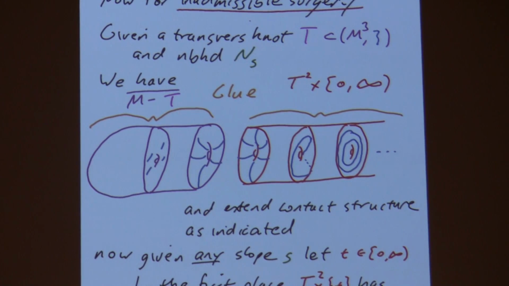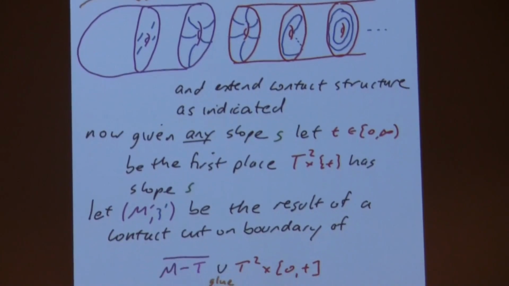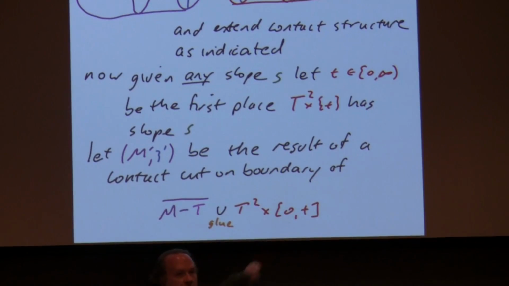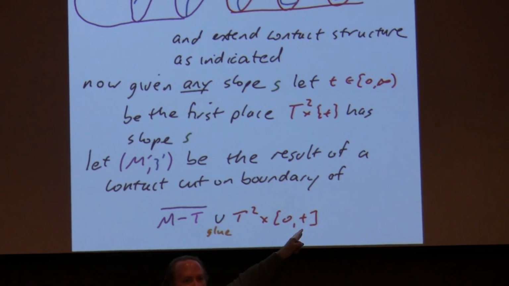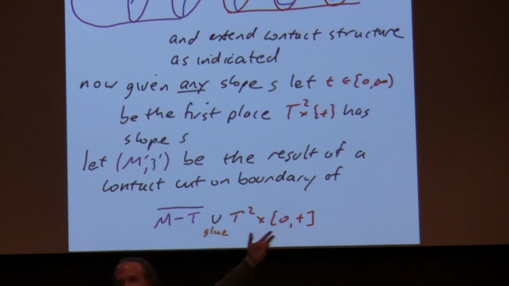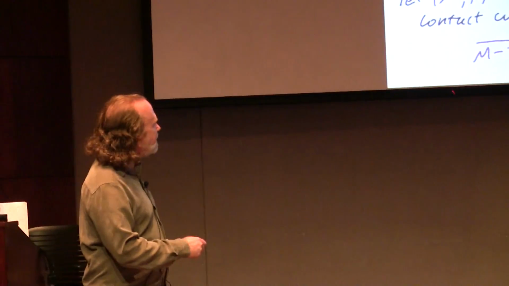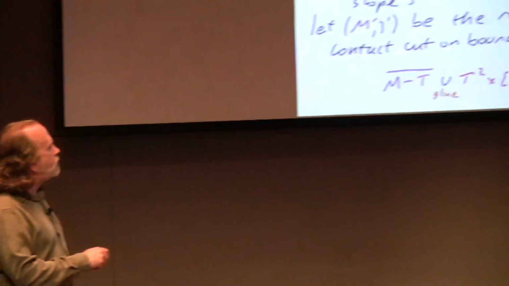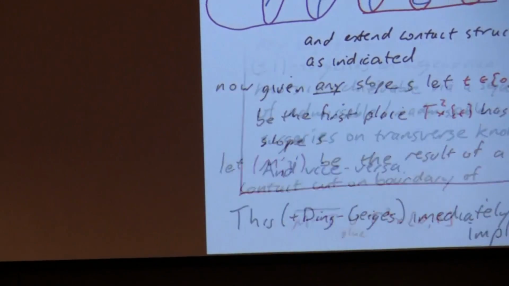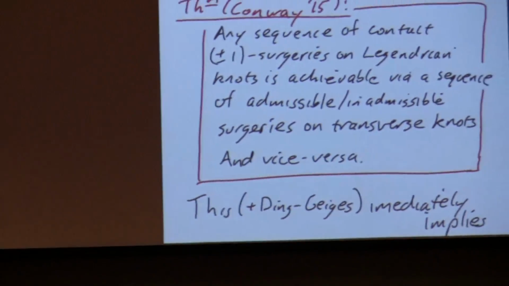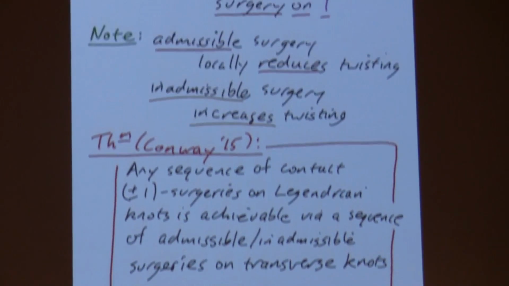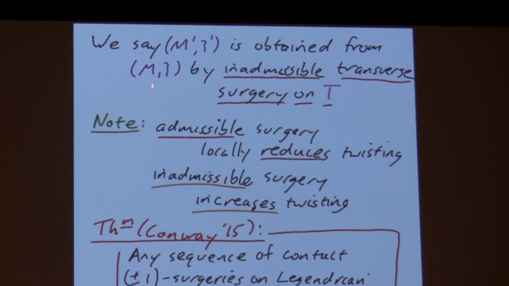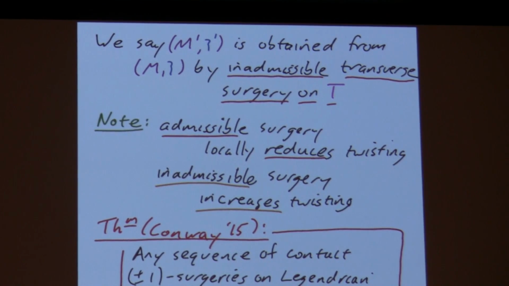Well, now if I take this M minus T, glued with this T2 cross little interval, I now have a compact 3-manifold with torus boundary, and the slope on the boundary is my S. And remember, when you're in that situation, we can collapse all those curves on the boundary, and we have effectively done S surgery on M. So of course, this M prime is S surgery on M, and as before, there's a contact structure induced on it. And we say that this contact manifold is obtained from M by inadmissible transverse surgery on T.